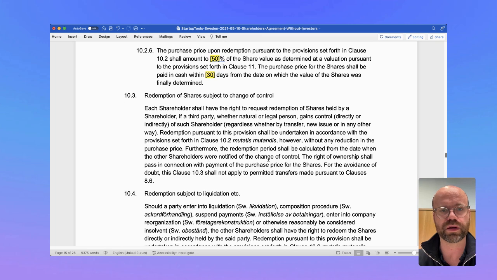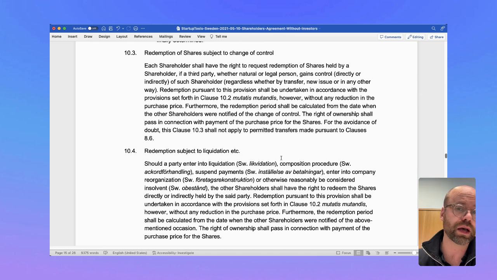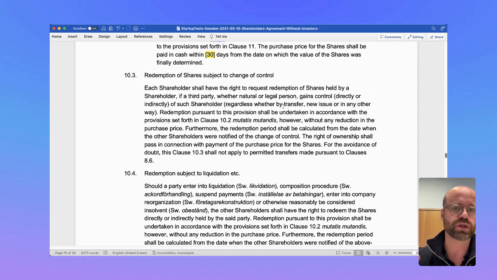And then finally, I should mention here, change of control is an important clause. It says that if you, for instance, own shares in a company through a holding company, and then you sell your holding company to someone else, then the company has actually indirectly gotten new shareholders, and that's called a change of control of the holding company, and that will be regulated. So the holding company might actually lose their shares.